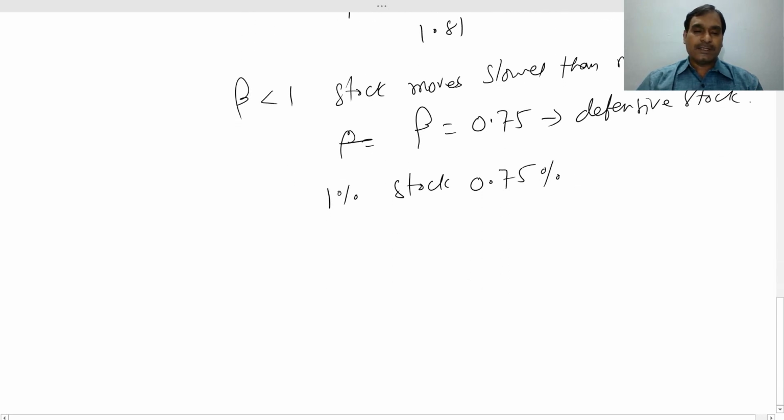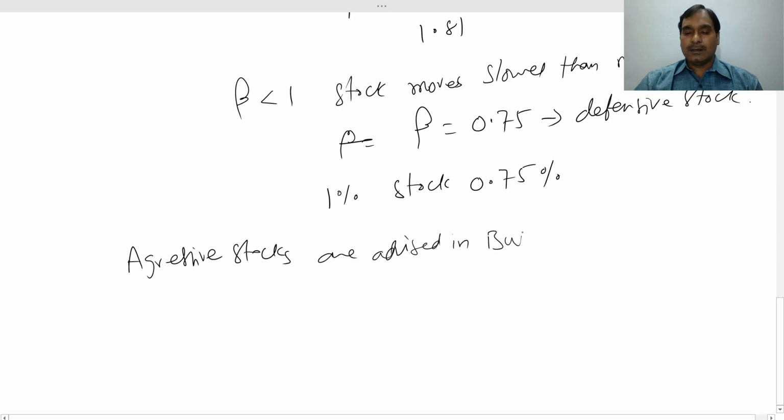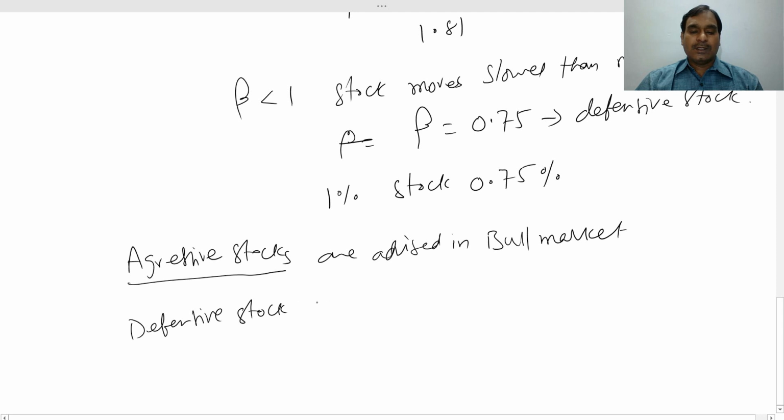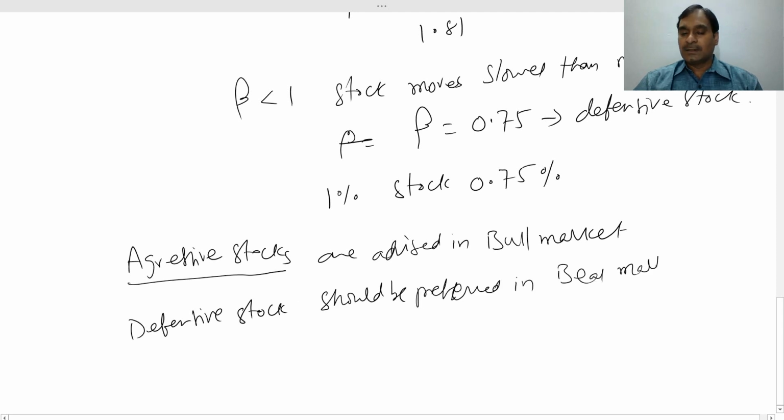Now, the investment decision that we can make: in the case of aggressive stocks, that is stocks that have beta greater than 1, aggressive stocks are advised in a bull market, when the market is doing well and the market is optimistic. Defensive stocks should be preferred in a bear market. So if the market is falling down, then it is advisable to invest in defensive stocks. Stocks with a beta of 1, either normal or moderate beta, can be invested in anytime. That means they act as a passive investment strategy.